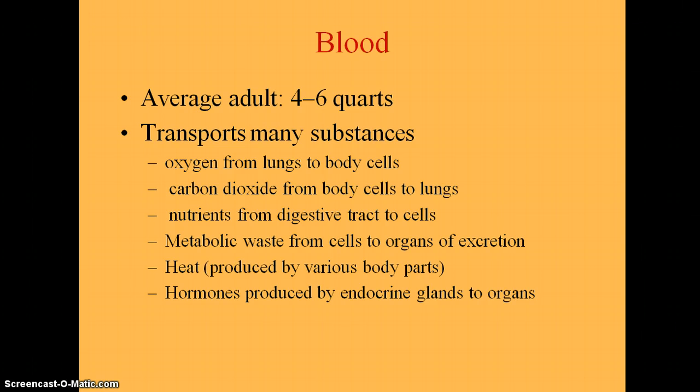It does transport many substances: oxygen from the lungs to the body cells, carbon dioxide from the body cells back to the lungs. Nutrients are transported in the bloodstream from the digestive tract to the cells. The cells need those nutrients that we get from the food that you eat, in the digestive system to digest it and then allows it to be absorbed into the blood supply.